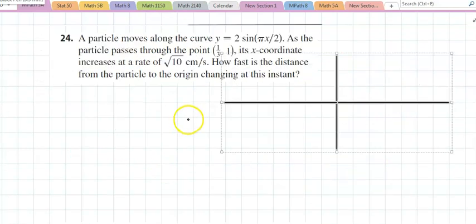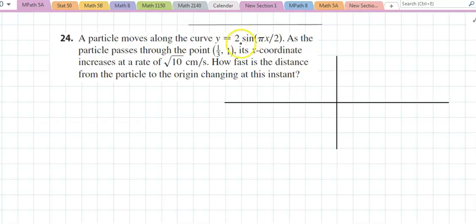Number 24, a particle moves along the curve y equals 2 sine of pi x over 2. As the particle passes through the point (1/3, 1), its x coordinate increases at a rate of radical 10 centimeters per second. Okay, how fast is the distance from the particle to the origin changing at that time? Alright, well, let's get this. I'm going to sketch a graph of this really quick.